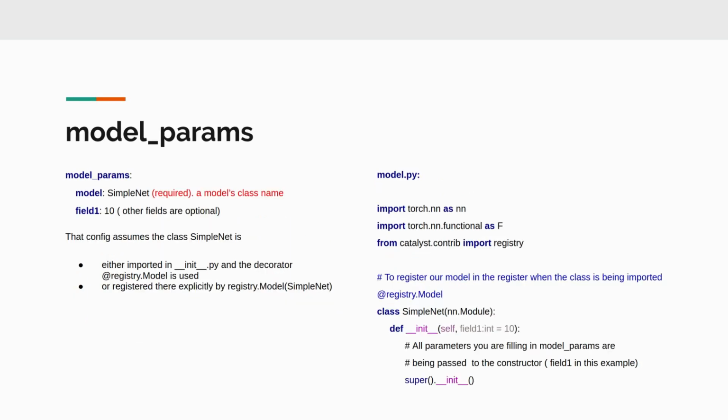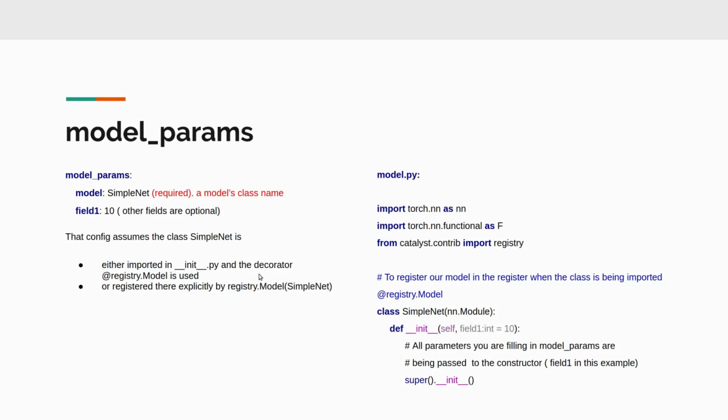Let's start from the section named model params. As it follows from the name, here we provide a model name and its parameters. A required parameter model must be specified. That is the class name, which must be registered in the Catalyst contrib registry. There are 2 methods for that. The first, we can use a decorator registry.model while defining a class and import the model in __init__.py.